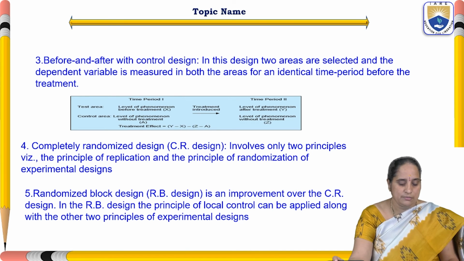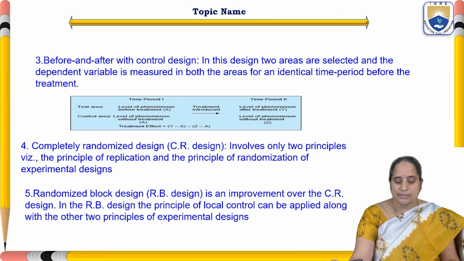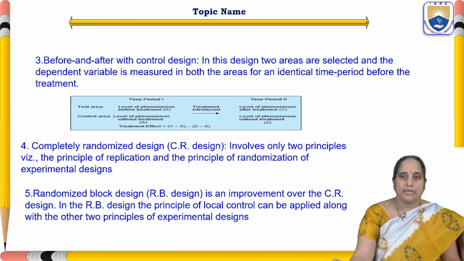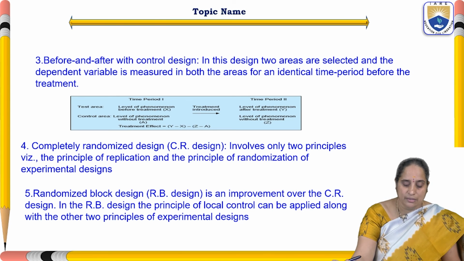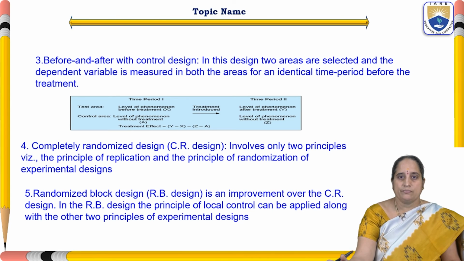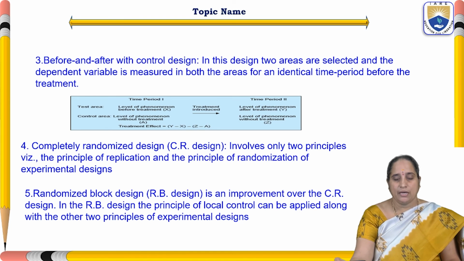The next one is randomized block design. This is an improvement of the completely randomized design. So what is the difference? Why are we saying that there is an improvement? Because we are going to use another principle as well, in this case local control, which can be applied along with the other two principles of experimental design.